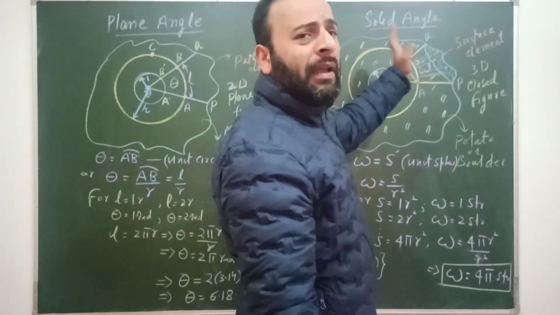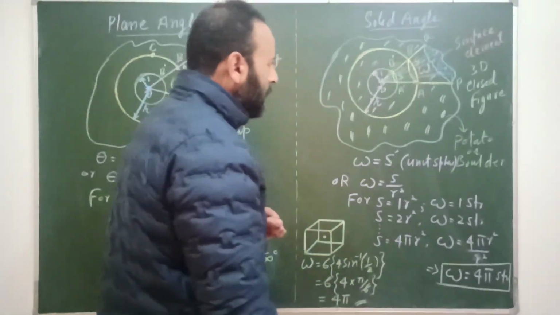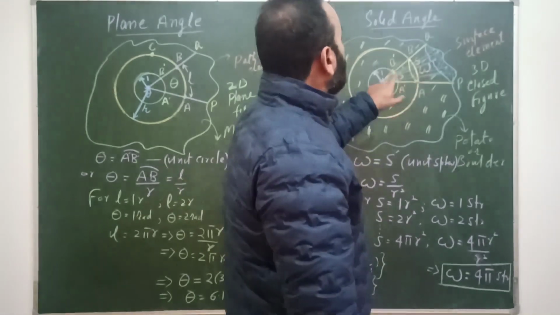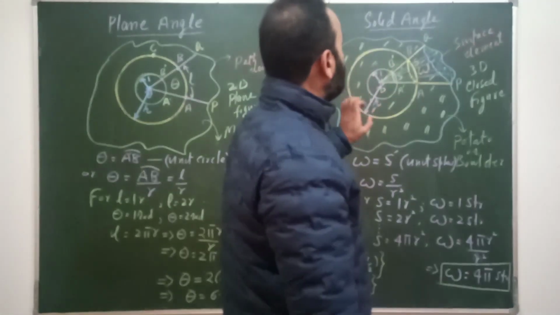Now let's use the same analogy to explain what a solid angle is. In this case again, I have taken two concentric spheres now. So these are not circles, these are two spheres.